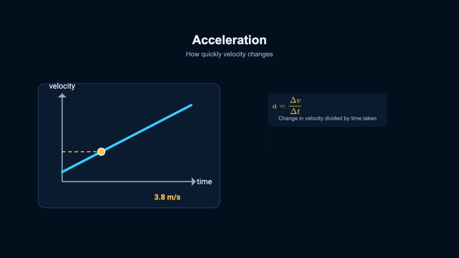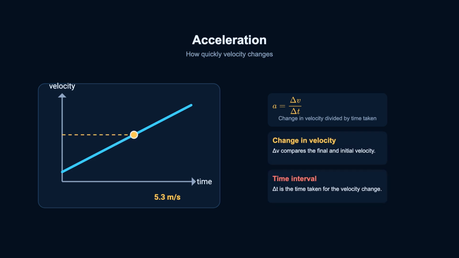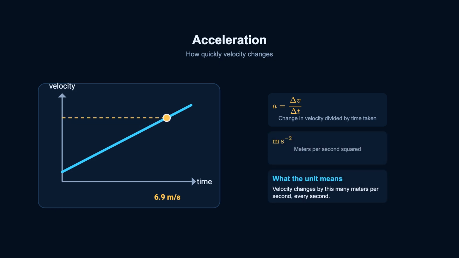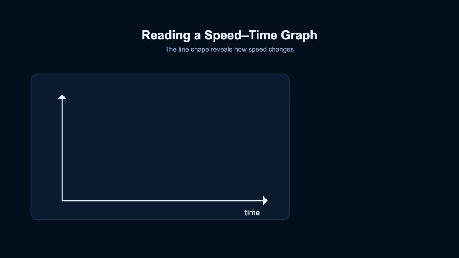We write it as a = Δv / Δt, where Δv is the change in velocity and Δt is the time taken for that change to happen. Acceleration is measured in meters per second squared, telling you how many meters per second the velocity changes every single second. Now switch to a speed time graph, with speed on the vertical axis instead of distance.